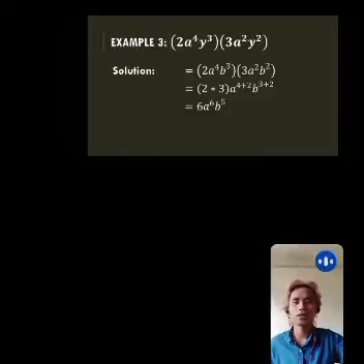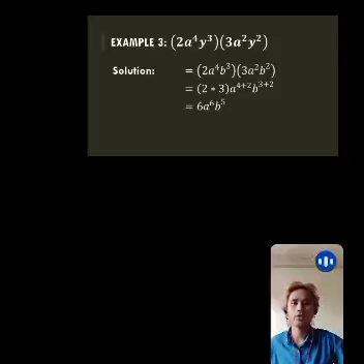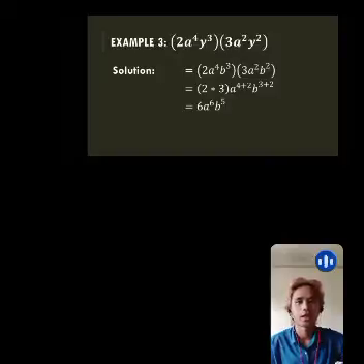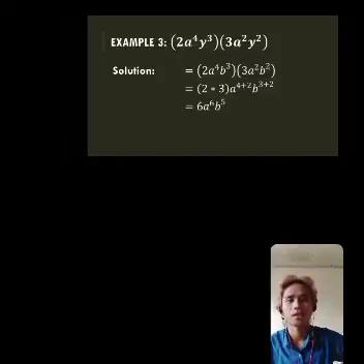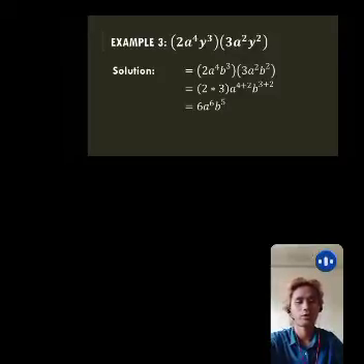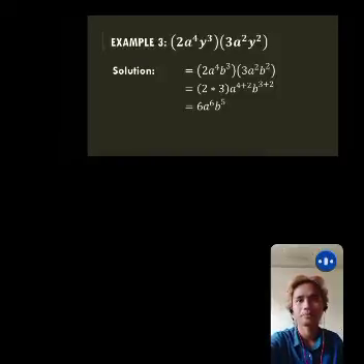Now for the third example, which is 2a raised to 4 y cubed times 3a squared y squared. Again, multiply the bases. 2 times 3, that would be 6. And then add the exponents. a raised to the power of 4 plus a squared, that is a raised to 6. And b cubed plus b squared, that is b raised to the power of 5. Okay?